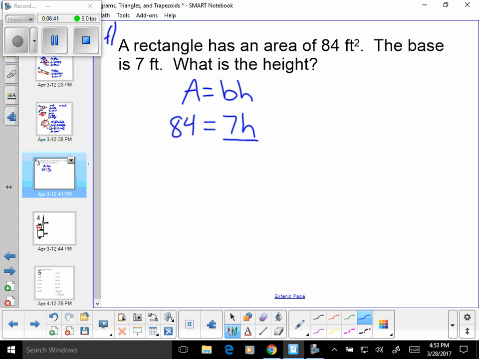One-step equation, divide by 7, or multiply by the reciprocal. H equals 84 divided by 7 is 12. What you have to be careful for here is that area is square units, base and height are not. So this is going to be 12 feet.